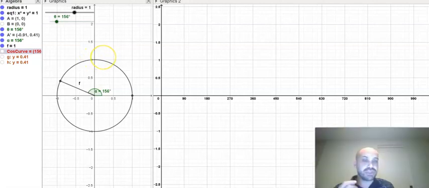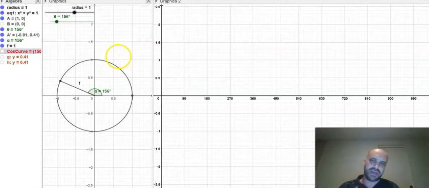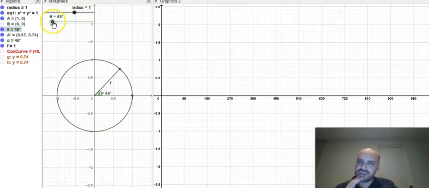This video is an introduction to trigonometric graphs. You don't need to take any notes, I just want to show you how cool this is. So, look at this thing. It's a unit circle. You know what a unit circle is. I've created a slider to do the angle.